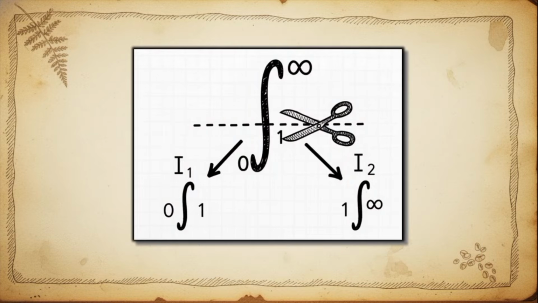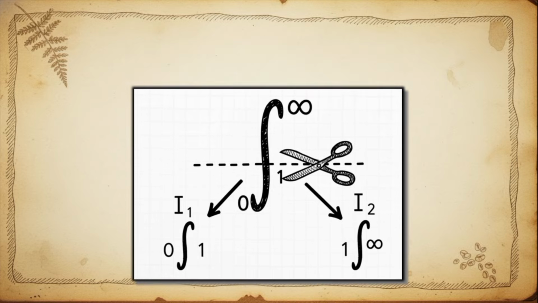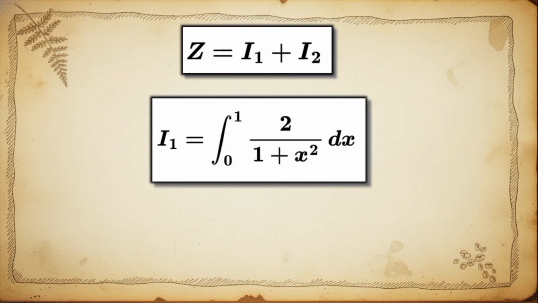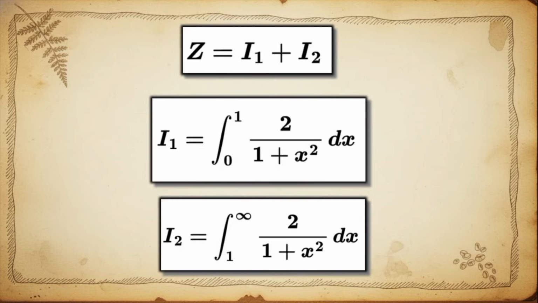All right, first move, we're taking that integral, which goes from 0 to infinity, and we're just going to slice it right at x equals 1. This breaks our one big integral, z, into 2 new smaller pieces. The first part, we'll call it I1, runs from 0 to 1. And the second part, I2, picks up from 1 and goes all the way to infinity.